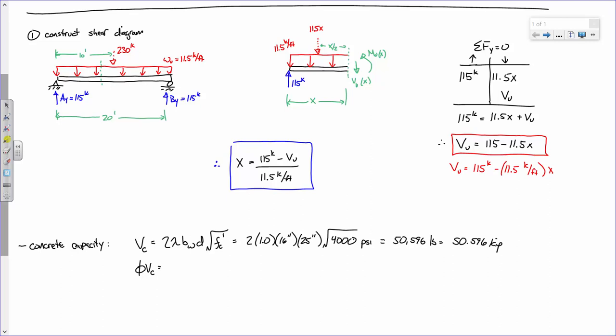Well, what's phi? Remember, for shear, phi is always 0.75. And that equals what? Now, one other value that we're going to compute is half of phi VC, because remember, we don't have to provide stirrups anywhere that the shear is less than that. So we need that value. So half of 37.95 kips, and that's what?